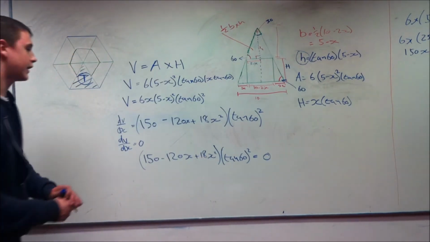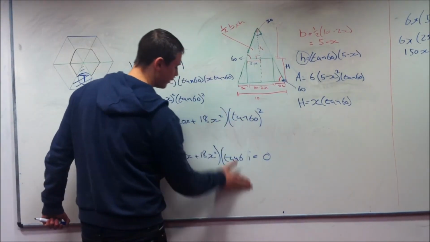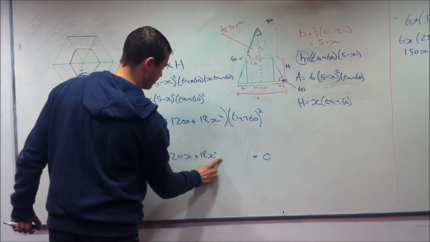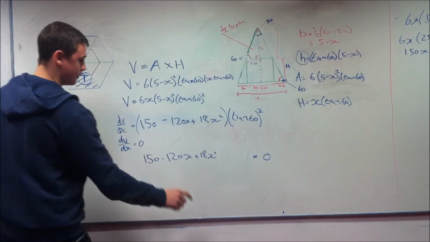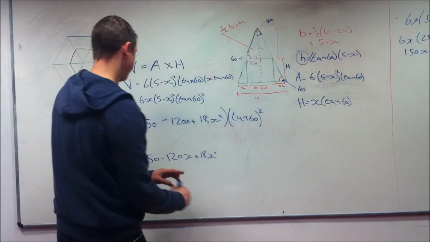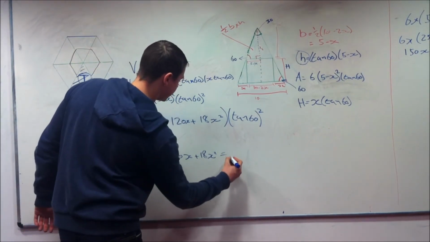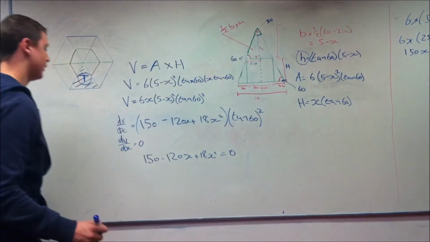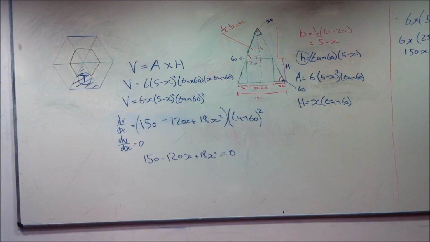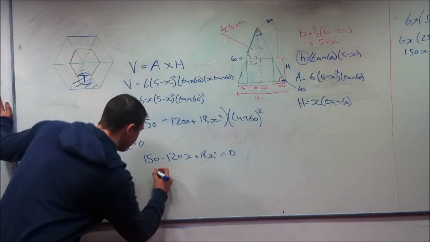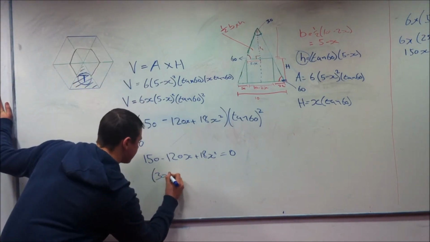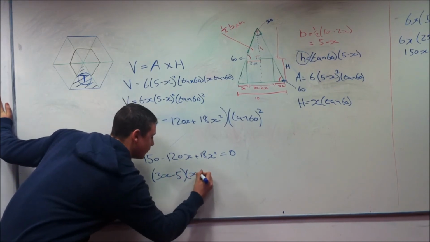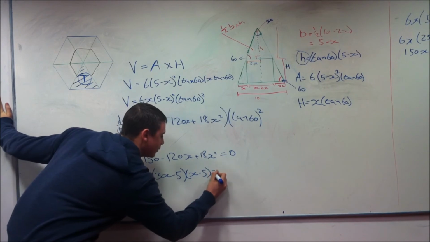So first of all, we're just going to get rid of tan 60, divide through by that, leaves us with this. So 150 minus 120x plus 18x squared is equal to 0. Now you can factorise that, and try it yourself. You factorise it down to 3x minus 5 times by x minus 5 equals 0.